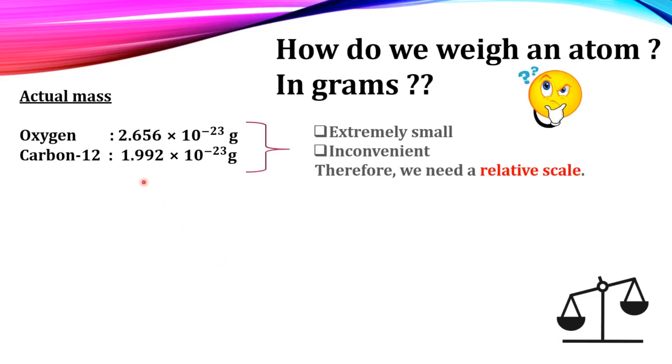Just consider these two elements, oxygen and carbon 12. Carbon 12 is one of the isotopes of carbon. Don't worry about isotopes. We'll be discussing that in much more detail in the upcoming chapter. If we are measuring the weight of an atom of either of these elements, then the weight of an oxygen atom, say, will be 2.656 into 10 power minus 23 grams, whereas that of an atom of the carbon 12 isotope will be 1.992 into 10 power minus 23 grams. So you can figure out that this is an extremely small value.